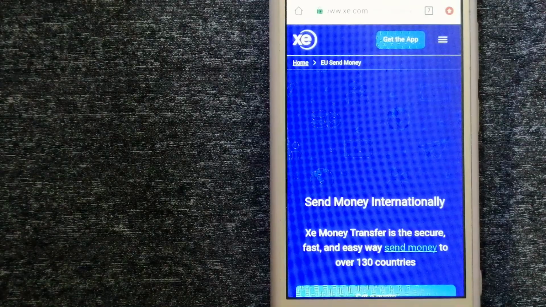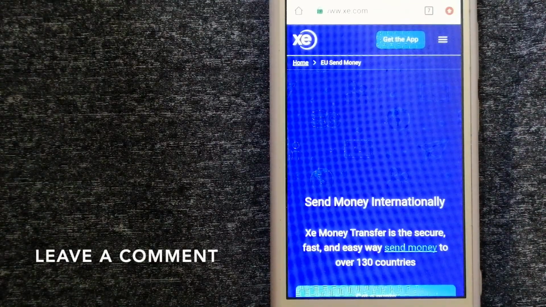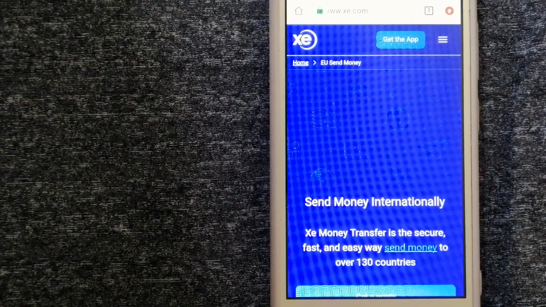Our second option is XE Money Transfer. This is an online money transfer company that offers a cheaper and faster way to send money internationally. As a trusted and seasoned name in foreign exchange, they could be a good option for your international money transfer.